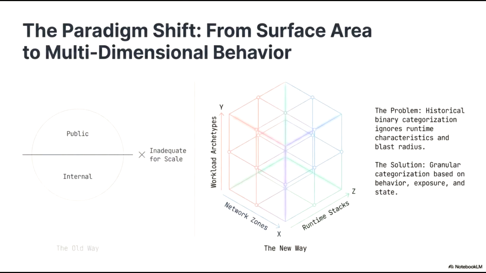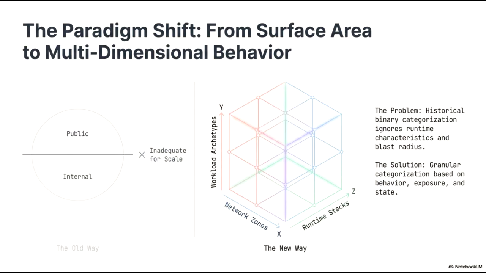The paradigm shift we are observing moves us away from a focus on simple surface area and toward an understanding of multidimensional behavior. In what we call the old way, security and architecture were often viewed through a binary lens, simply dividing the world into public and internal zones. However, this model has proven inadequate for modern scale. The problem with historical binary categorization is that it ignores runtime characteristics and the potential blast radius of an incident.